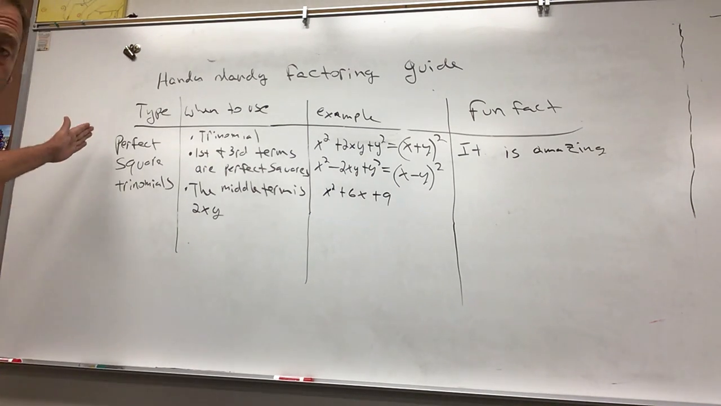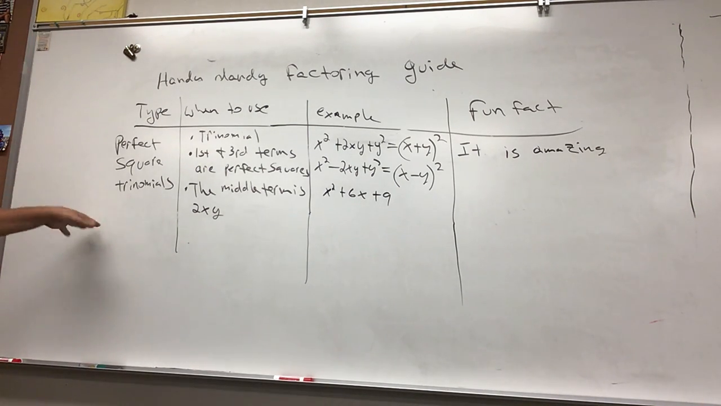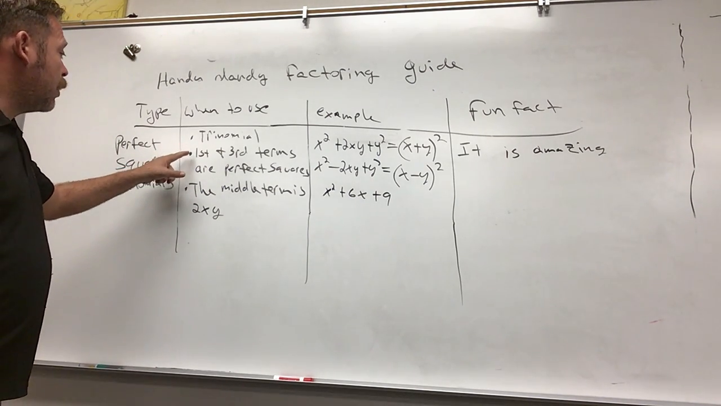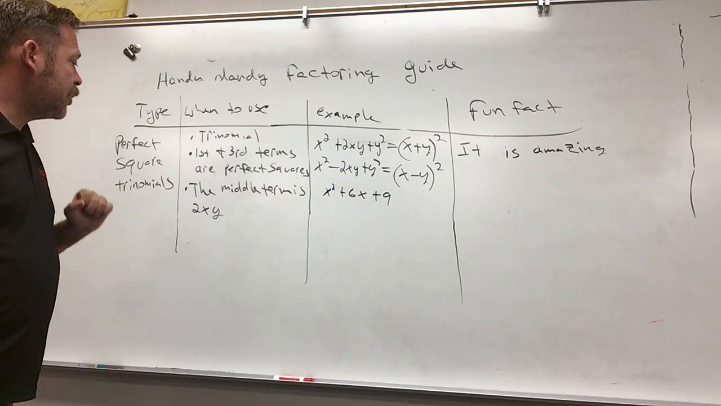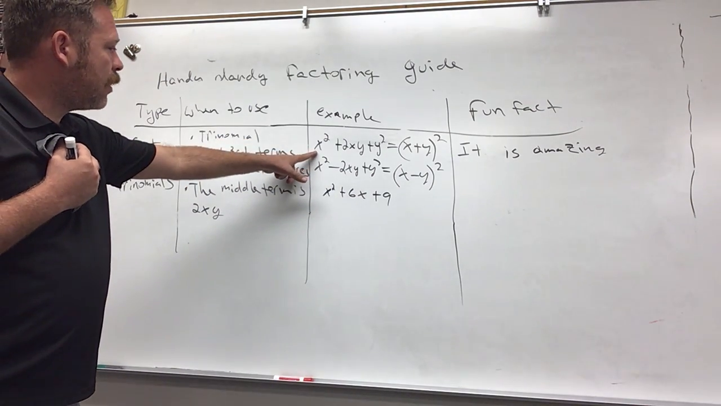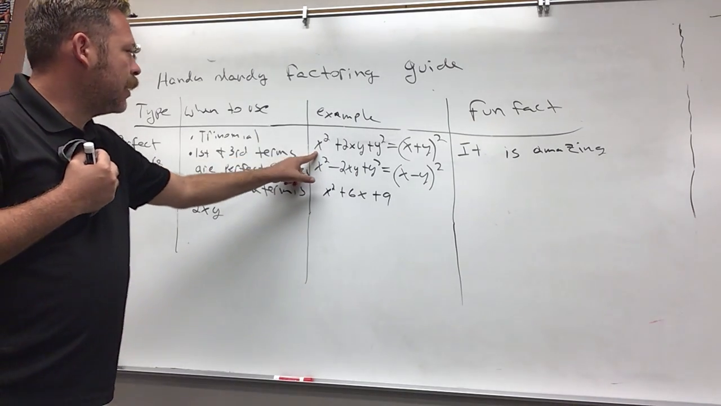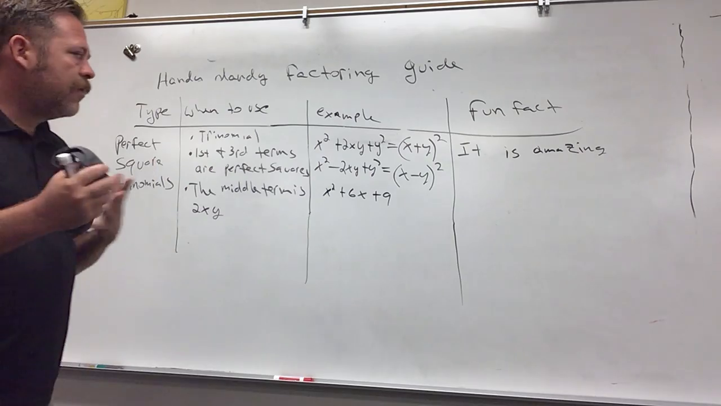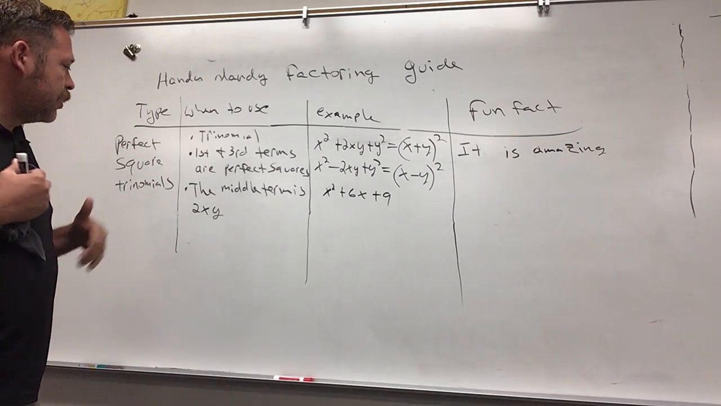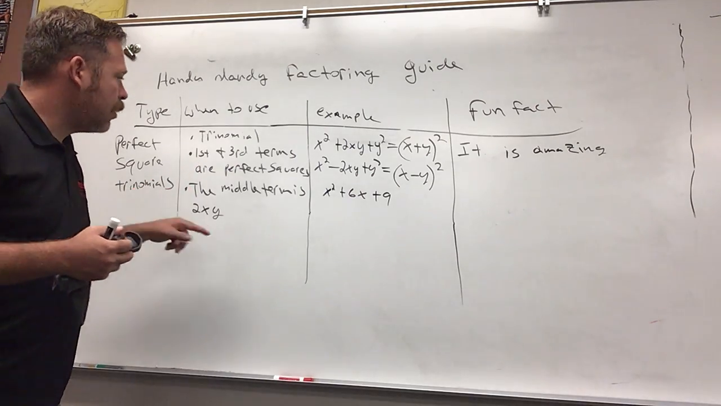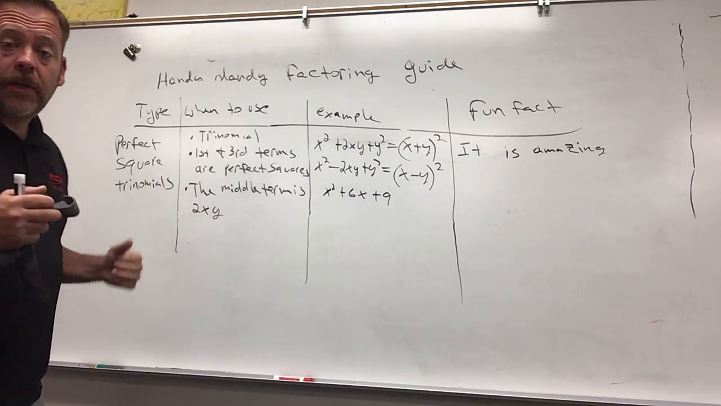The type of factoring in our handy dandy factoring guide is called perfect square trinomials. When can we use this one? Well, it has to be a trinomial. The first term and the third term need to be perfect squares. And when you take the square root of the first term and the square root of the third term, the middle term has to equal 2 times the square root of the first term times the square root of the third term.